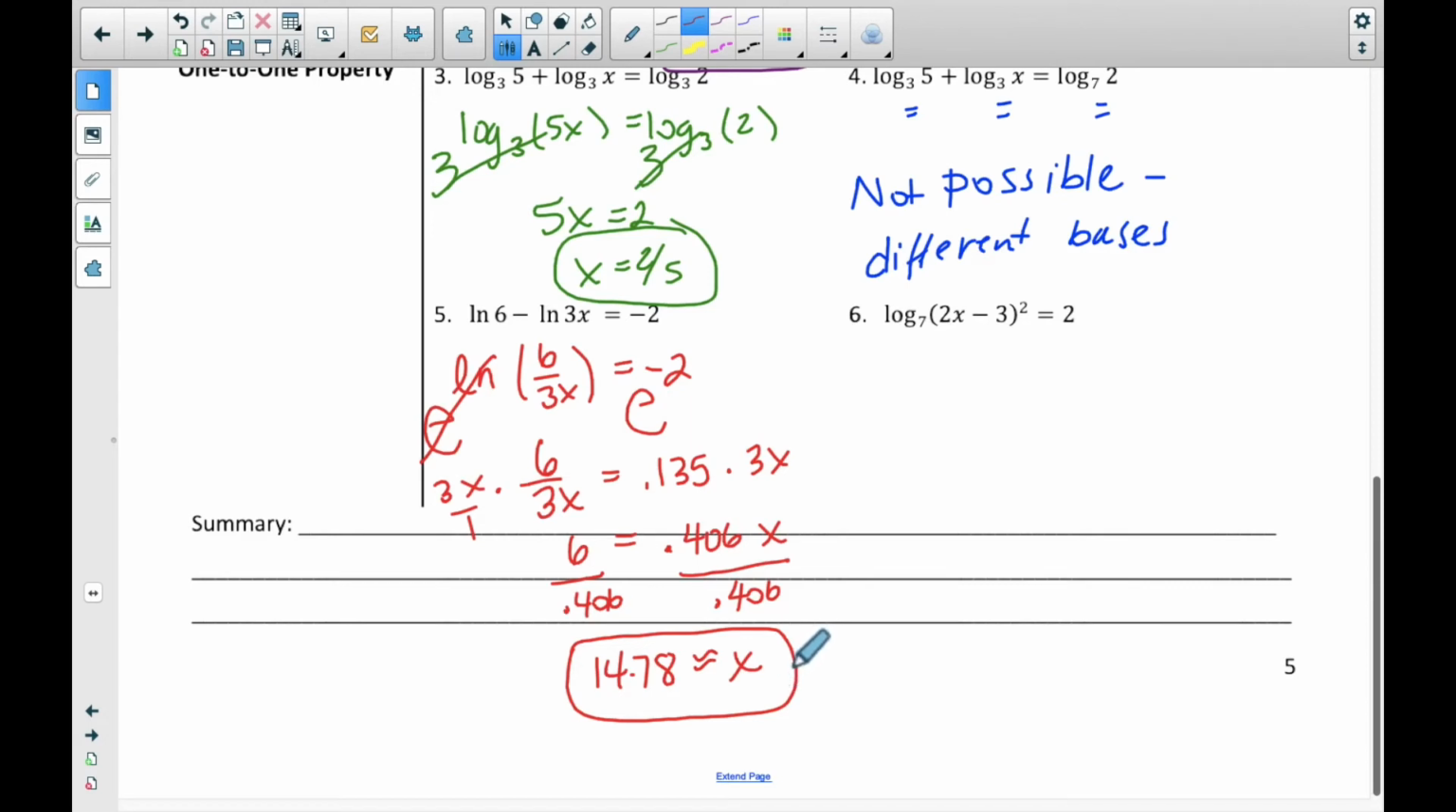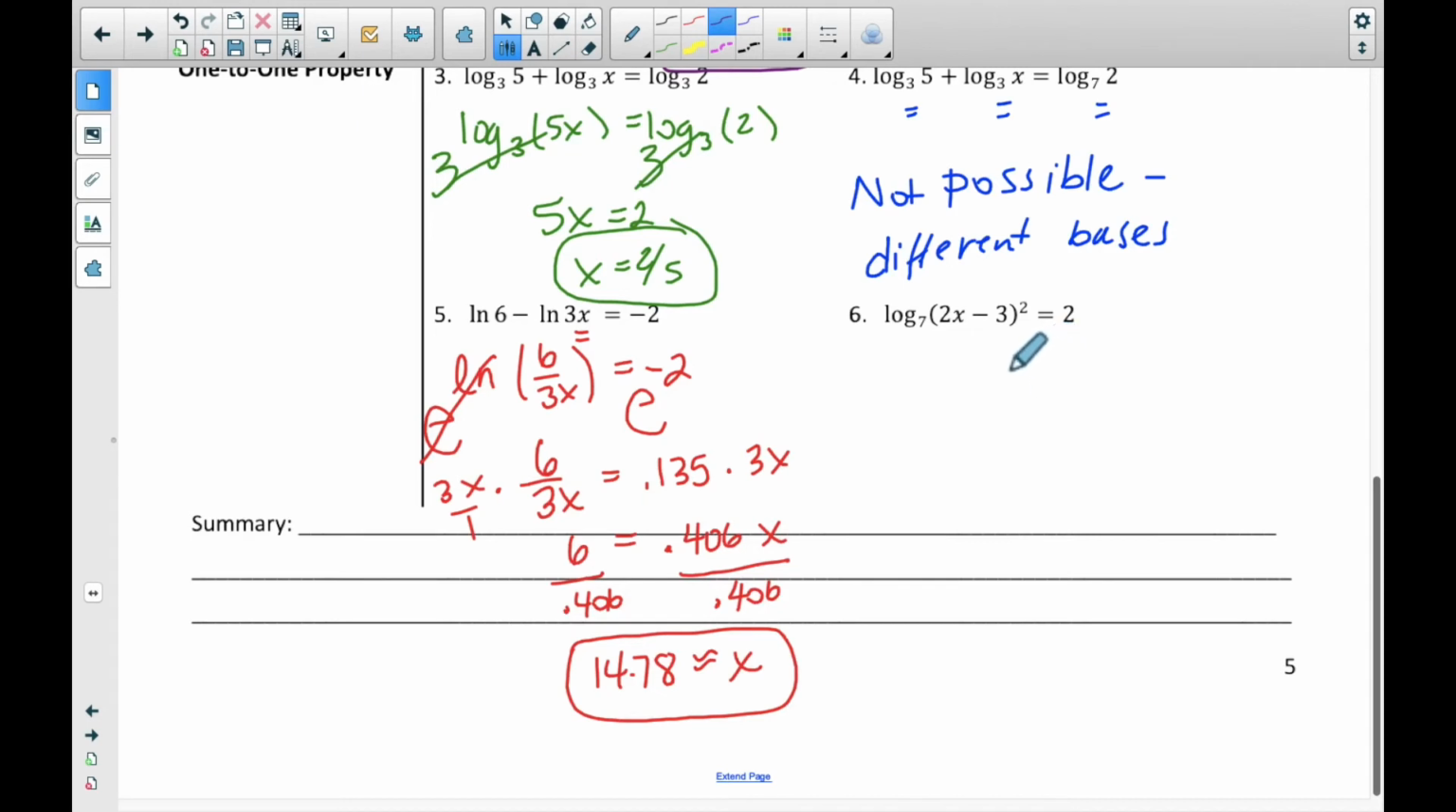One way, of course, you can always check these in your calculator is you could plug this number into x and multiply it times 3, and then take the natural log of it, take the natural log of 6, subtract those two, and they should equal -2. We haven't really talked about checking your answer, but you can always check it by plugging it in. Okay, last problem for today.